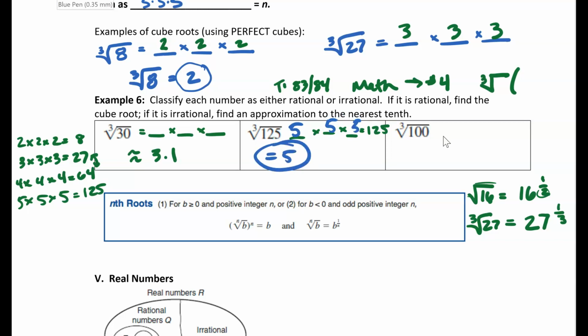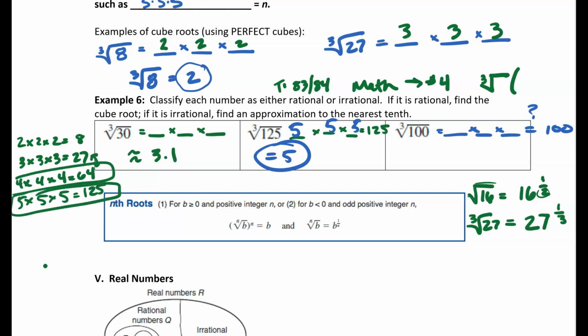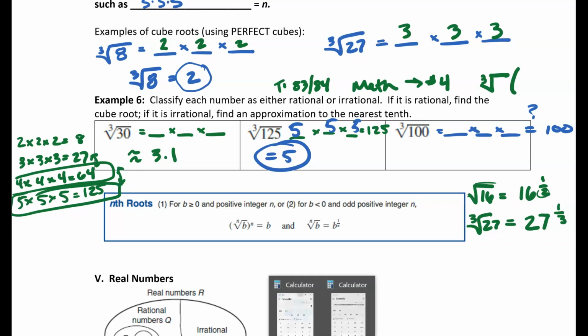And then the last one, 100. What number times itself three times gives us 100? Can we find a number so that's true? We can continue our pattern over here on the left-hand side. Actually, we don't even need to. 4 cubed is 64, and 5 cubed is 125. If we're trying to get 100, that means it's going to be somewhere between 4 and 5. So at this point, I'm going to use my calculator.